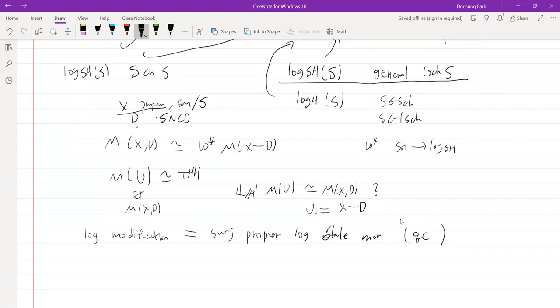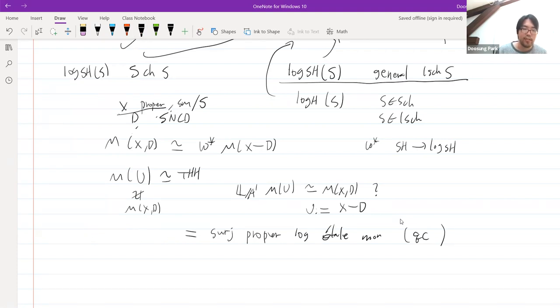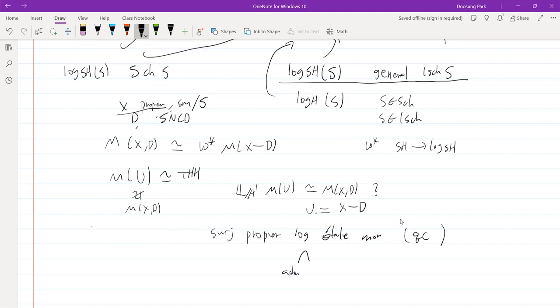But sorry, log modification, what is this? I only hear about the term admissible blow-up. So log modifications are contained in admissible blow-ups, but not equal. And can we decompose an admissible blow-up into such morphisms under the assumption of resolution of singularities or not? No, we cannot decompose admissible blow-ups into surjective proper log monomorphisms. Admissible blow-ups are much more general. I understand. Okay, thank you.